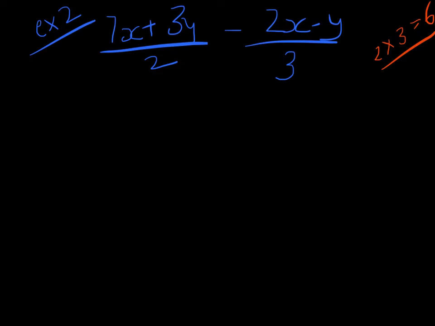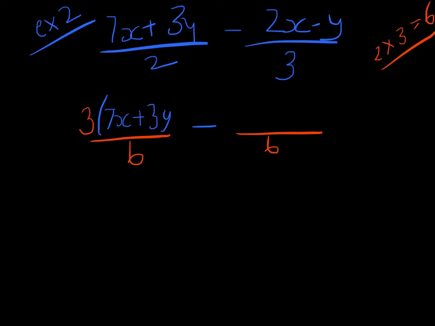So therefore, I'm going to have each of these now over 6, and I'm going to multiply the top by whatever I multiply the bottom by. So to get from 2 to 6, I times by 3. So therefore, I've now got 3 times 7x plus 3y. There's a minus in there. And from 3 to 6 is 2. So I'm going to have 2 times 2x minus y. Or negative 2, in fact, because there's a minus there.